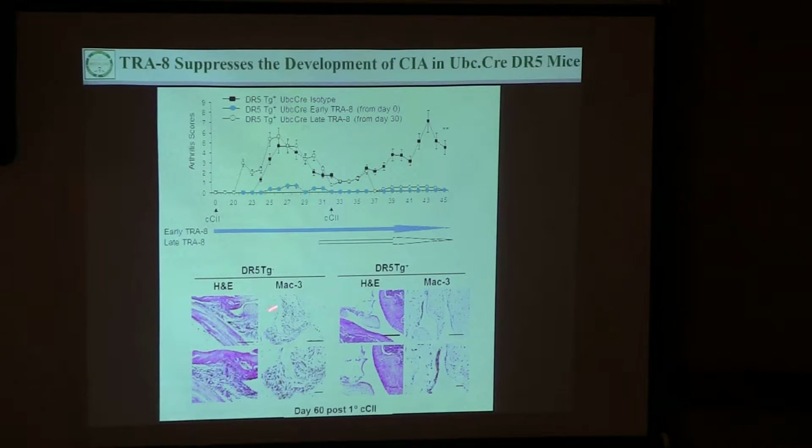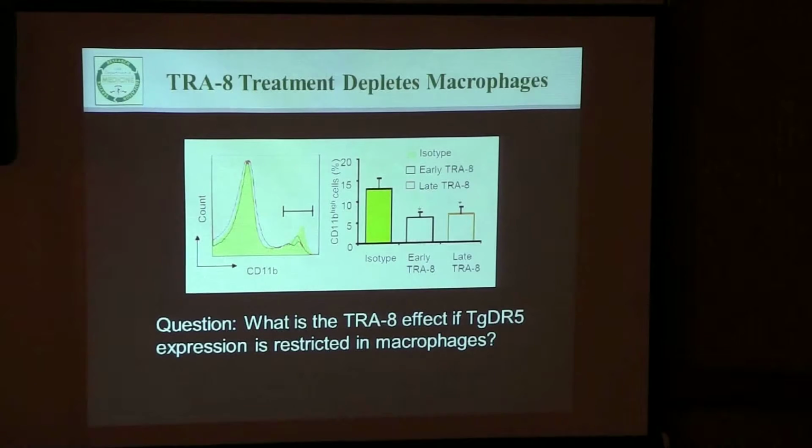The histology is also very consistent with the clinical score, which shows reduced inflammation in the joint and also reduced infiltration of MAC3 macrophages in the joint tissue. And as we expected, TRAIL also depleted the CD11b positive myeloid cells in the draining lymph node from these mice.